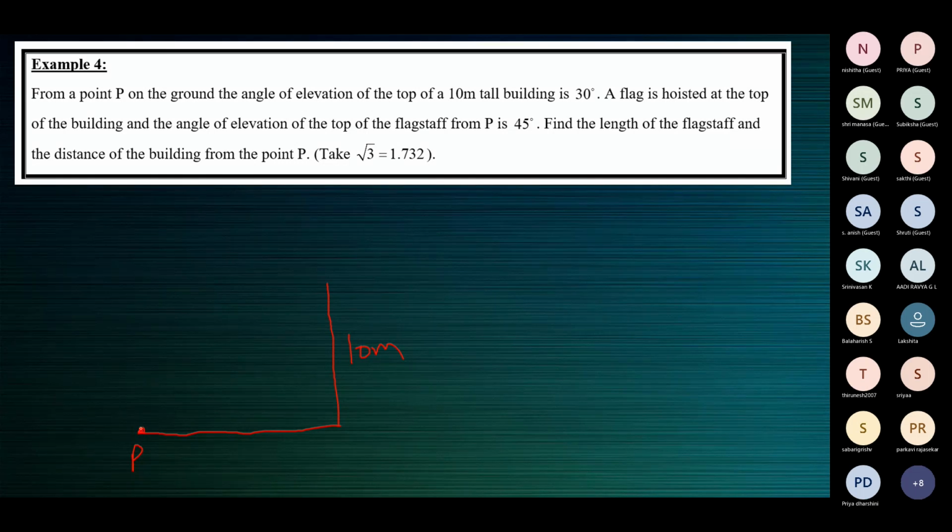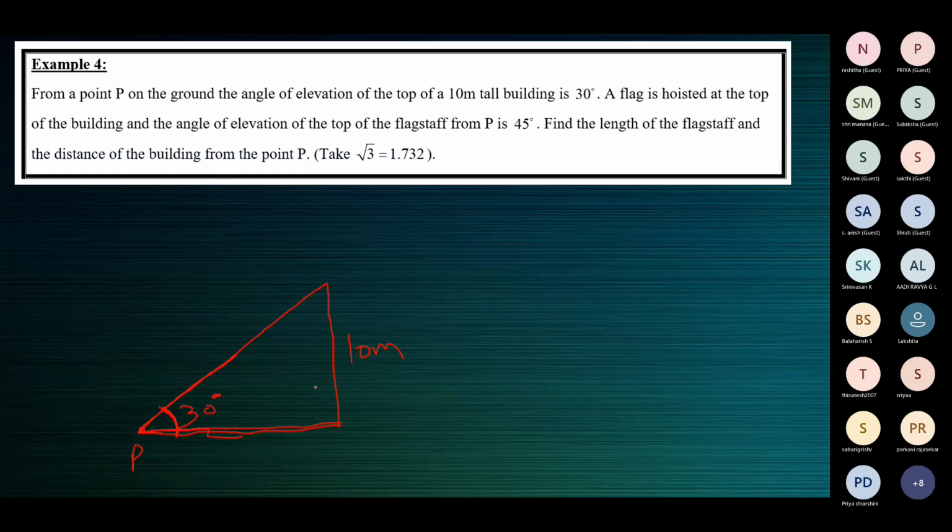So this is regarded as the eye of the observer, and he's looking at the top of the building. The elevation is 30 degrees. The ground level is the horizontal line, and this is the line of sight. The angle between the horizontal and the line of sight is the angle of elevation, 30 degrees.